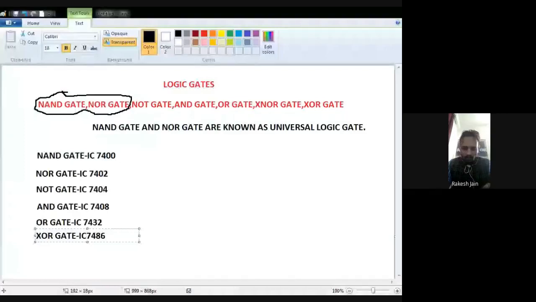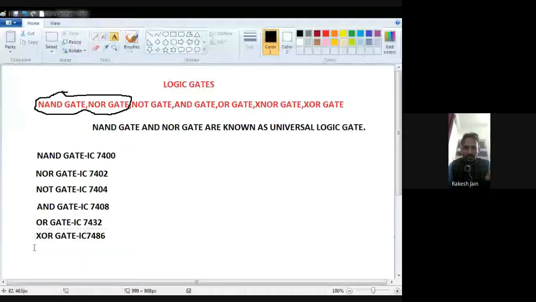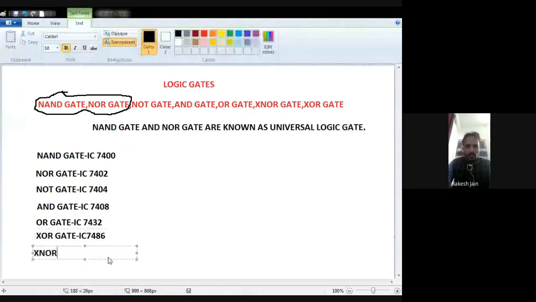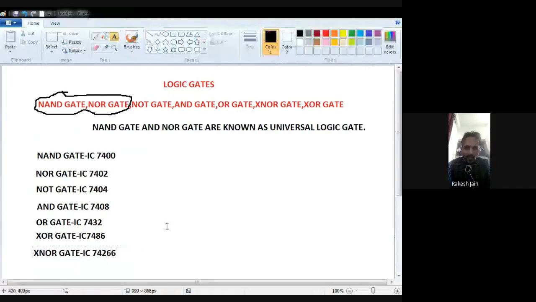Then IC 7404 you purchase for the NOT gate. It belongs to the NOT gate. Which IC for the AND gate? Then IC 7408 is for the AND gate. Which IC for the OR gate? Then remember, your IC 7432 belongs to the OR gate.